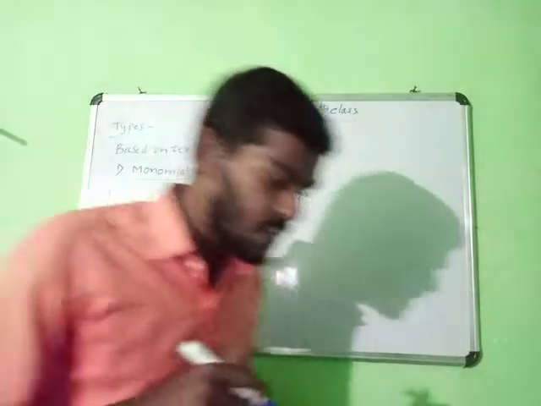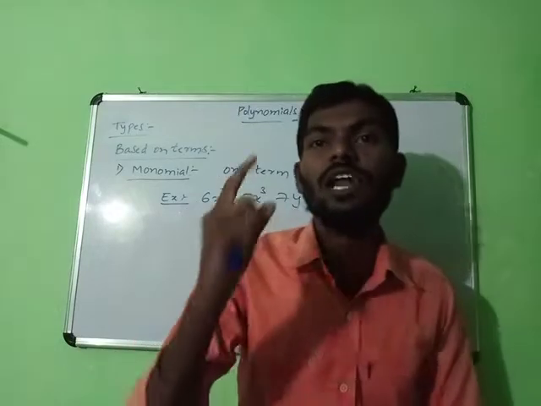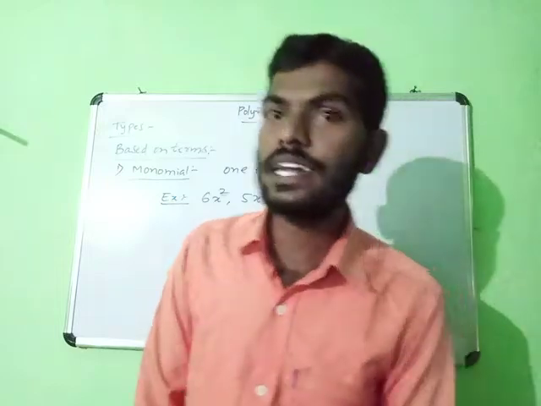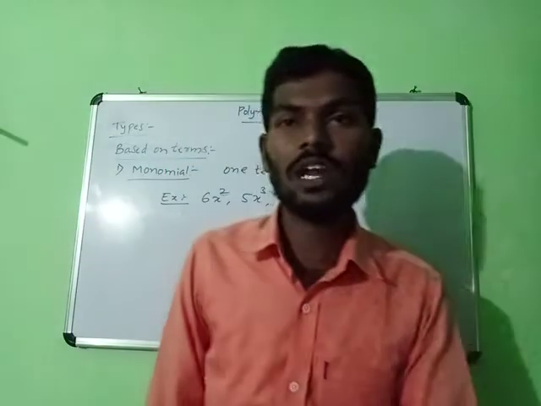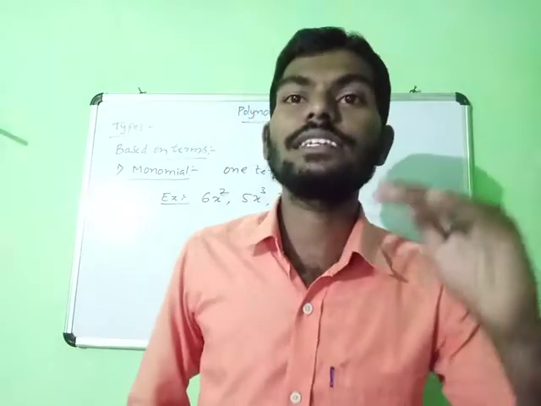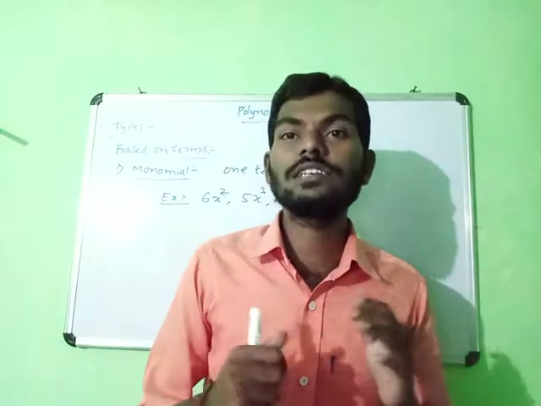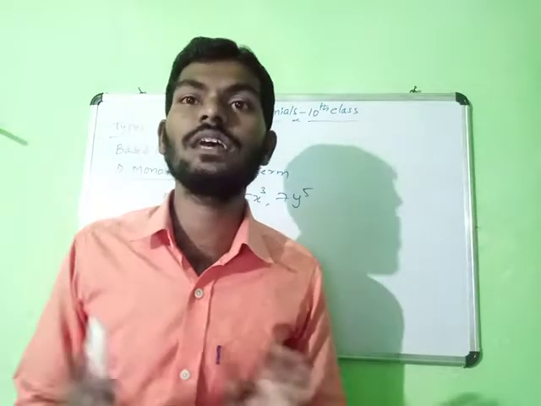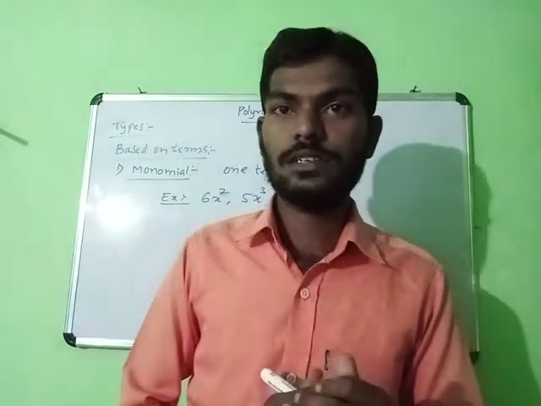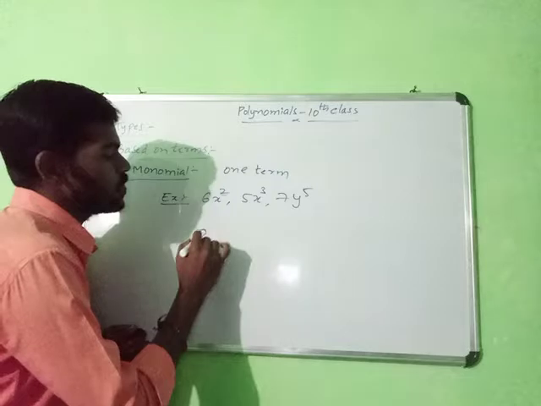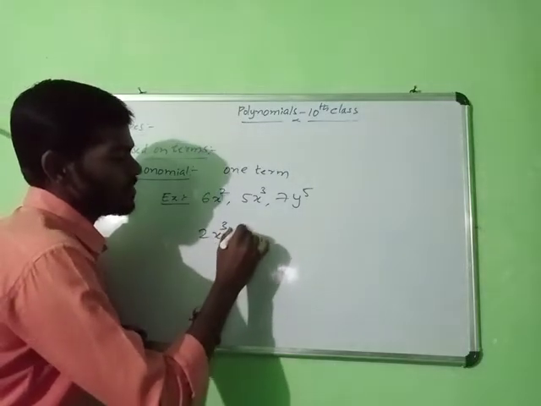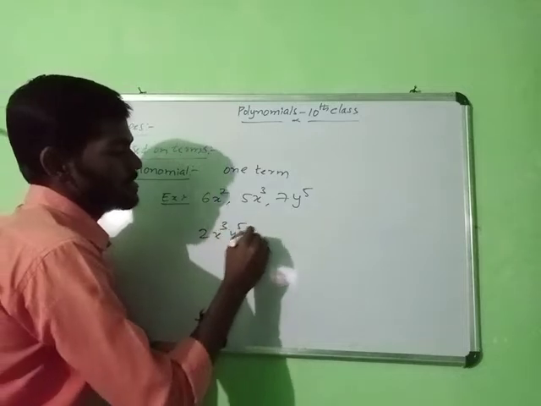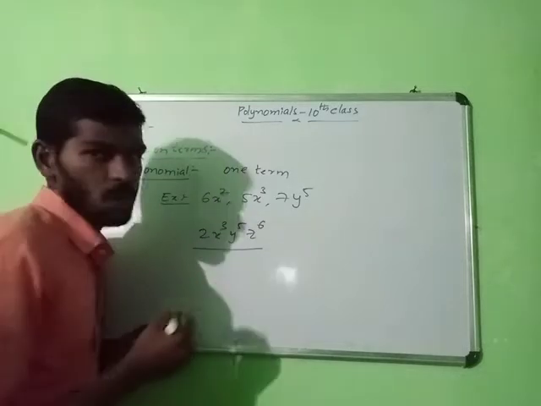If any monomial contains only one variable, the highest power is the degree of the monomial. But if a monomial contains two, three or more variables, how do we find the degree? Let's see an example: 2x cube y power 5 z power 6. This is one monomial.